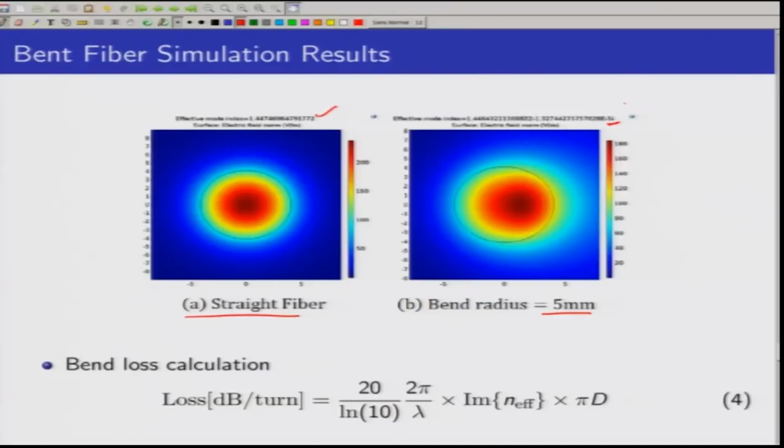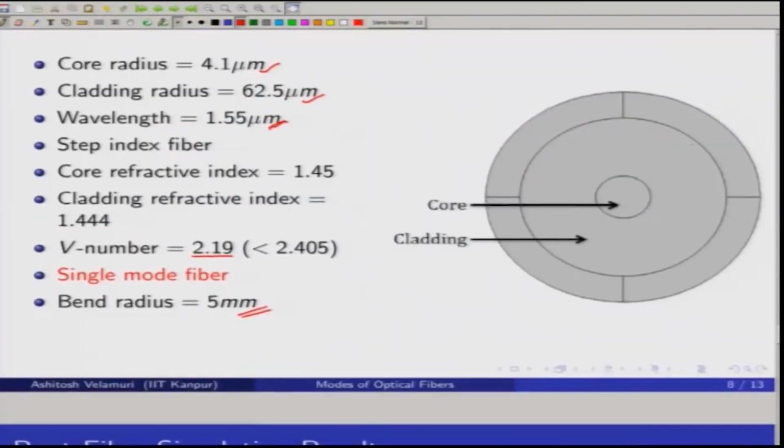This imaginary part can be used, as shown in equation 4, to calculate the loss induced in the optical fiber. Here, d is the bend diameter, lambda is the operating wavelength, and Im indicates the imaginary part of the effective index. One more important point that we need to see here is that there is a third layer, which is a PML, which is short for perfectly matched layer.